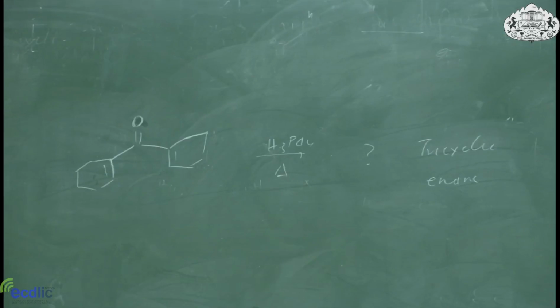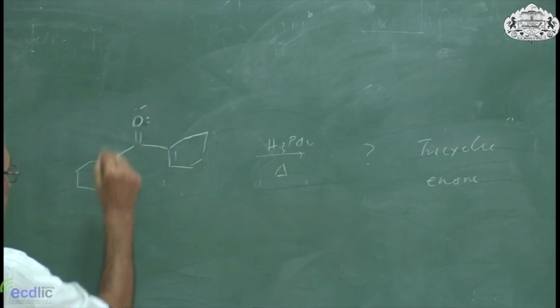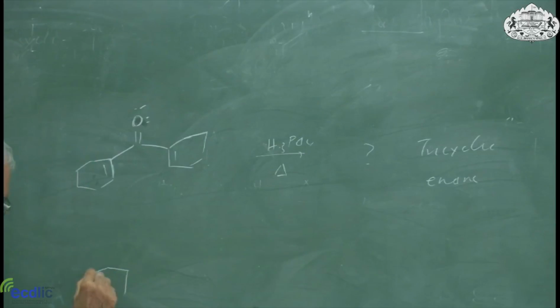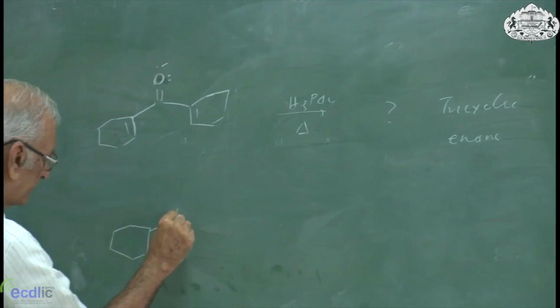All right. So, what does that H3PO4 do? What is H3PO4? It is phosphoric acid. So, what do acids do? Acid should protonate. So, the first step should be protonation. So, the oxygen lone pair gets protonated.